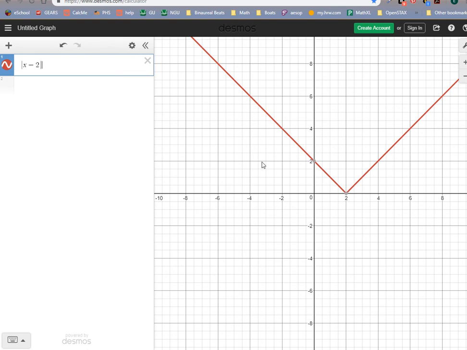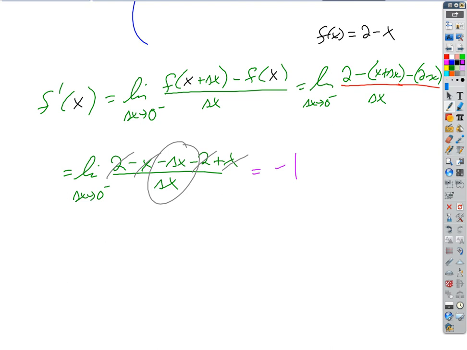Here's our V. As an ant is walking towards 2 from the left, what do you notice? It's going downhill. What's the slope? Okay, is it accidental then that the x's all just went away, that the delta x canceled? No, it didn't make any difference. It doesn't matter what delta x was approaching here, as long as it's approaching from the left, the answer I'm getting is negative 1, right? It's the same everywhere. It's constant at negative 1.